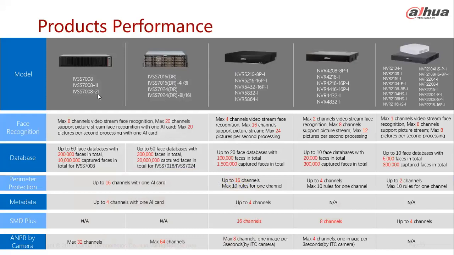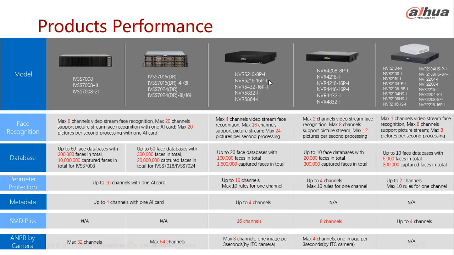So for products performance, for face recognition, for the IVSS 7 series, you can do a maximum of 8 channels video stream face recognition. So this means you have 8 FR cameras connected to this. So maximum of 8 FR and maximum 20 channels picture stream face recognition with 1 AI card. This is for 20 face detection cameras and maximum 20 pictures per second processing with 1 AI card.